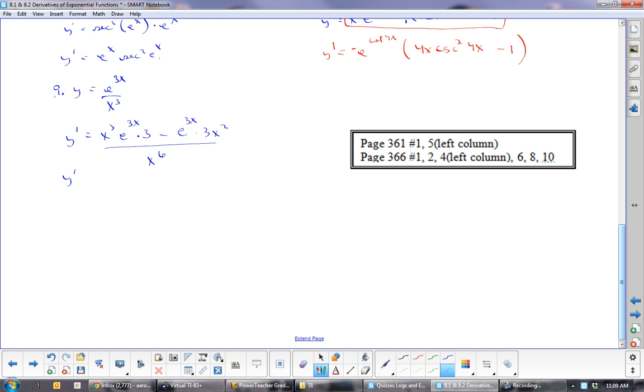And then y prime, we can clean up the top by taking a 3x squared out of both and an e to the 3x out of both. Leave me with x minus 1 all over x to the 6. And instead of rewriting the whole thing again, we can cancel out some x's. This would be gone, and this would turn into a 4.